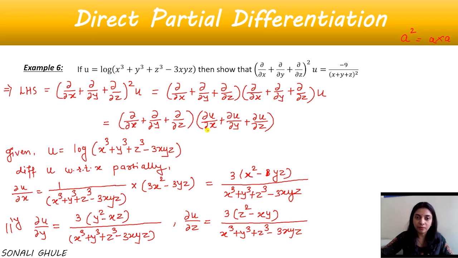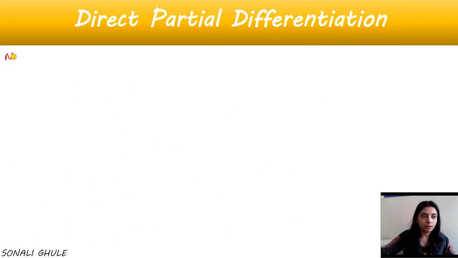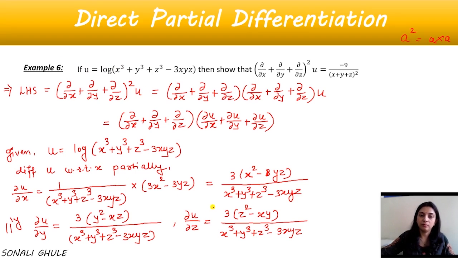Now I can write this value adding these three together. So here, now adding this together, u with respect to x plus u with respect to y plus u with respect to z. Okay, now see here, when I do this addition, if you check here, the denominator for all the three derivatives is the same, right? x cube plus y cube plus z cube minus 3xyz, right? So whenever the denominator is the same, we can add or subtract the numerators. But we are doing the addition, so what we have to do? We have to add all these numerators together.